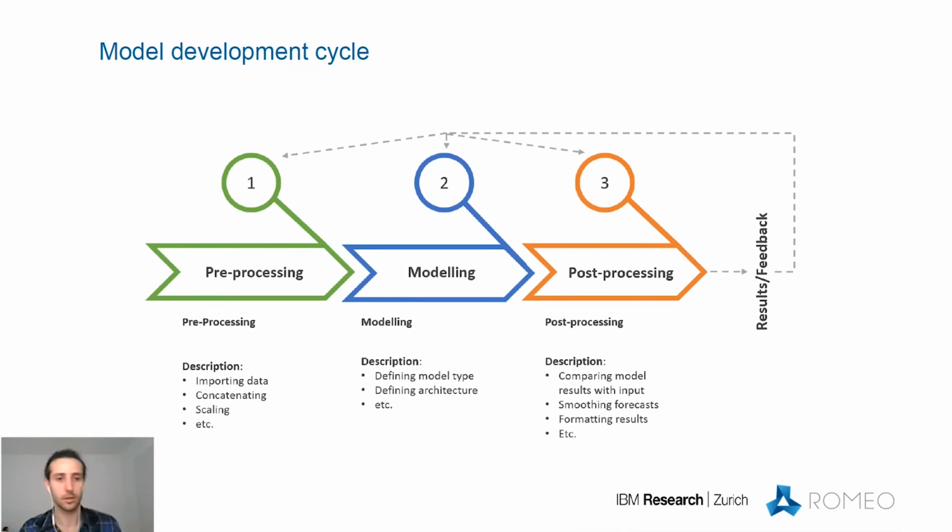When we're using machine learning, there are usually three steps in the solution that we're developing. We start with pre-processing, and this is importing data, concatenating data, scaling the data, etc. Then we move to modeling, and this is where we define the model type or even the approach, if it's just general machine learning or deep learning, and there we define an architecture. Then we move to post-processing, and this is basically where we are comparing model results with the input, smoothing forecasts, and formatting results to the way they are expected to be in a database. And then based on the feedback, we can reiterate on any of these steps until we reach the performance required.